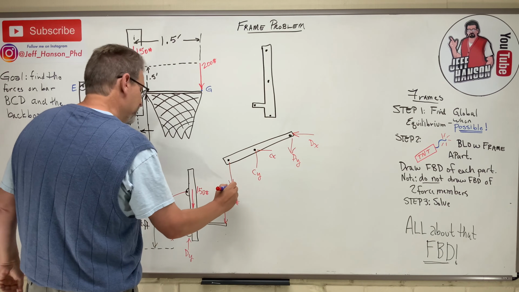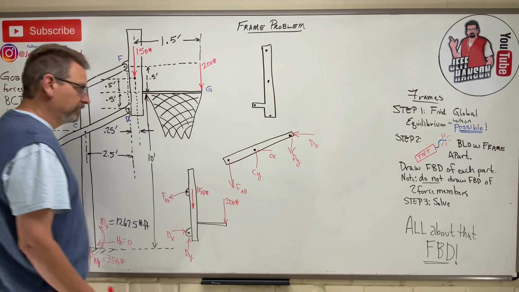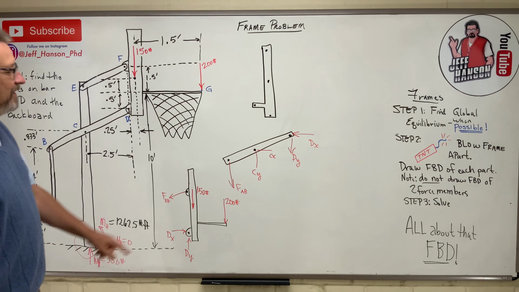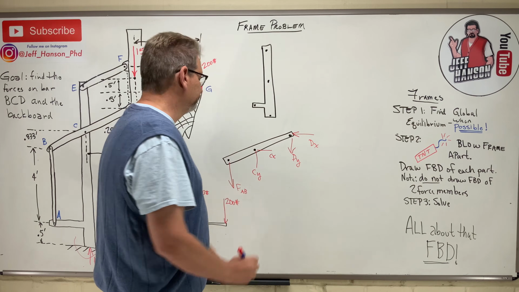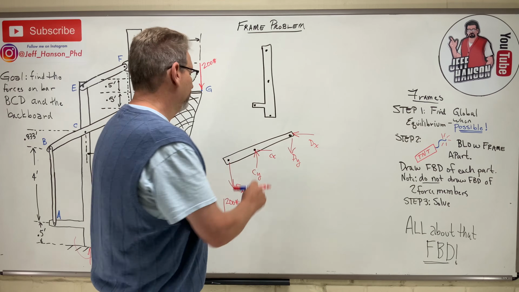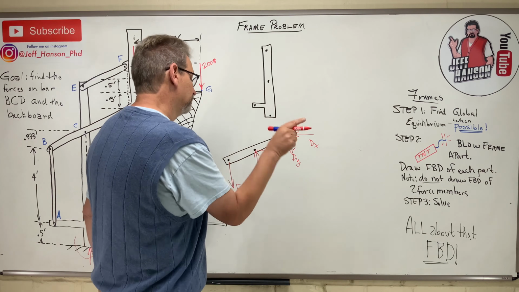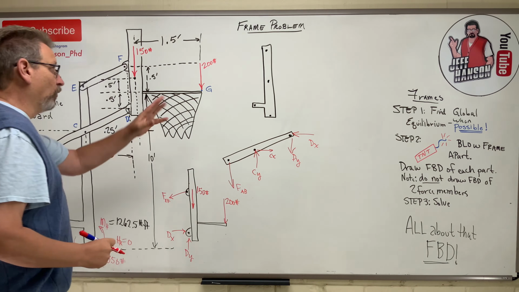Okay? So this is FAB. If that goes down and that goes down, then CY needs to go up. And if that goes to the left, then CX needs to go to the right. Okay? Then I've got one more to go.